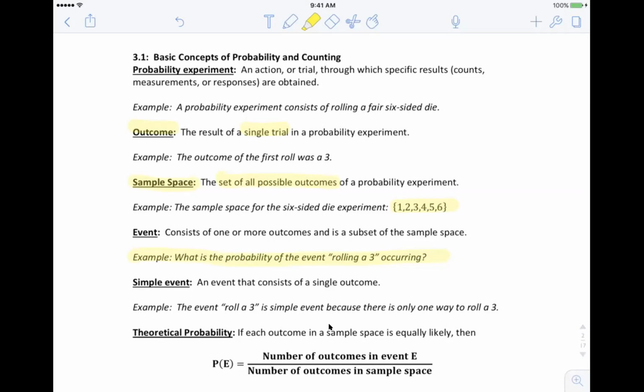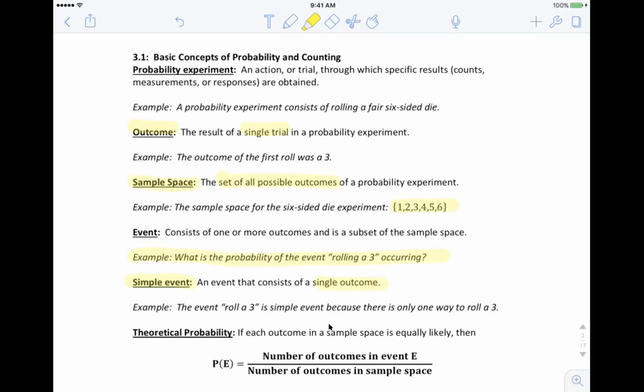And then more specifically, a simple event is an event that consists of just a single outcome, right? So the event roll a 3 is simple because there's only one way to roll a 3. It's got to come up 3, right? Whereas if I said, what's the probability of rolling an even number? That's not simple because there are a lot of ways to get an even number: 2, 4, or 6.